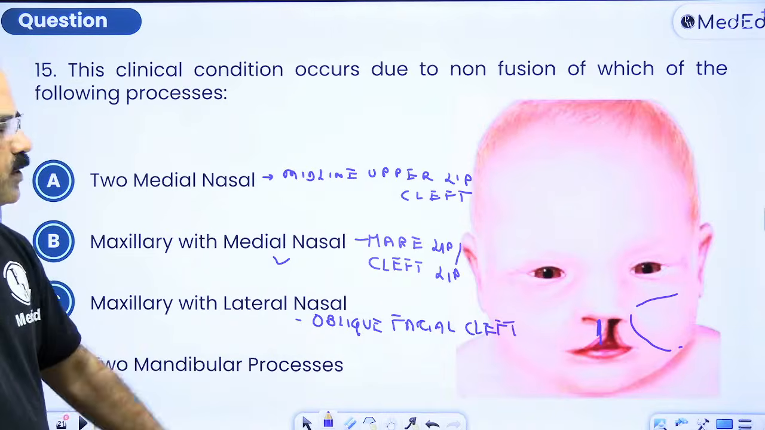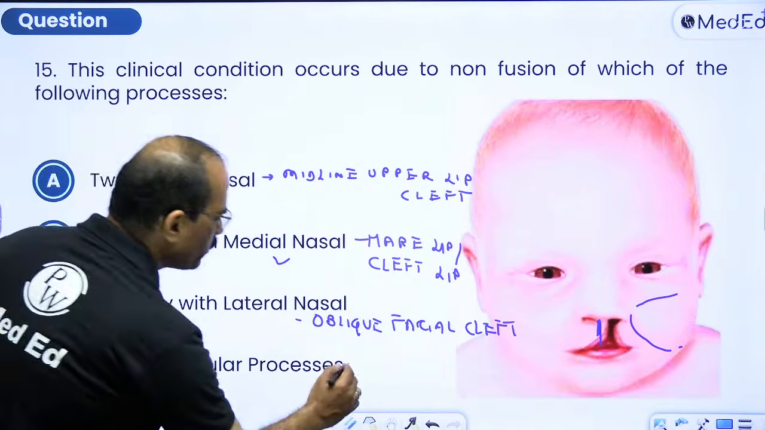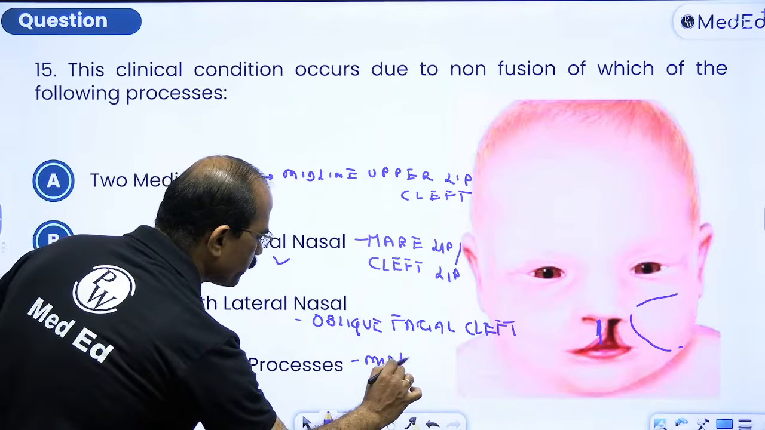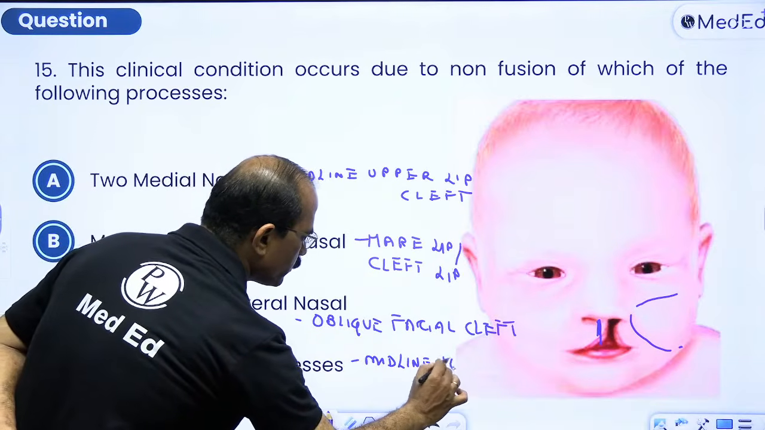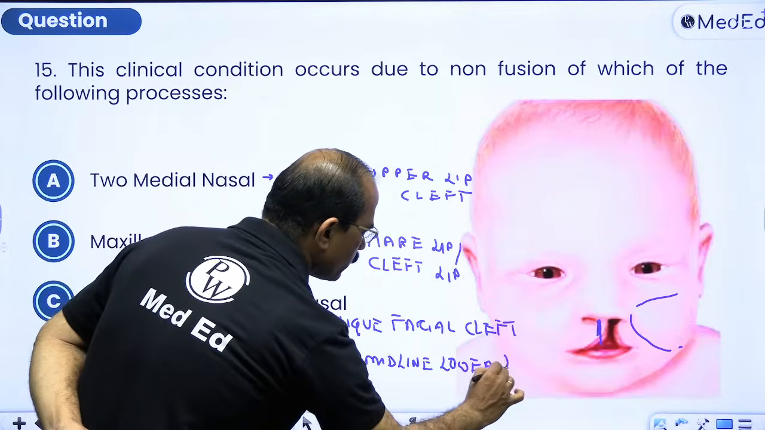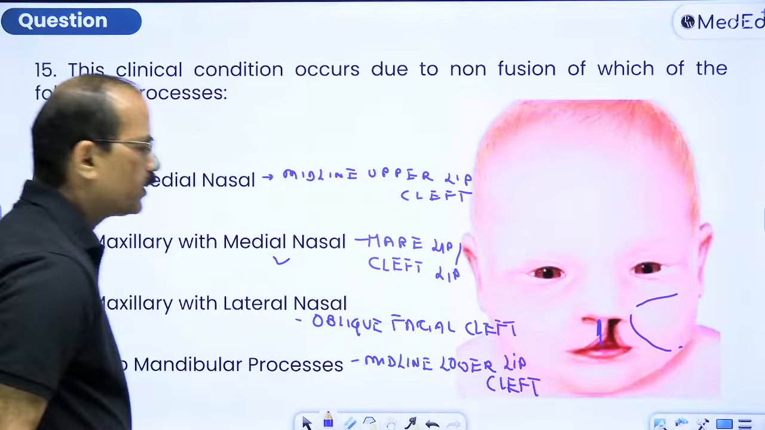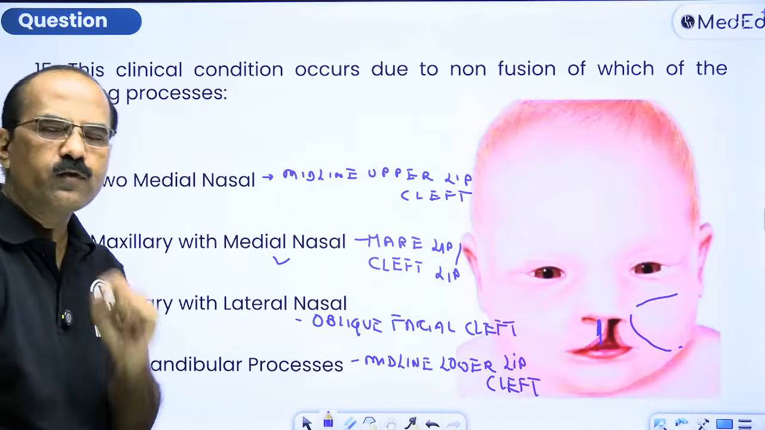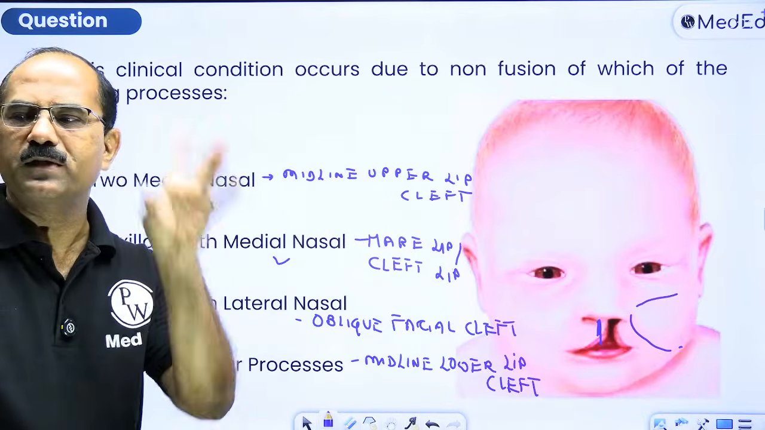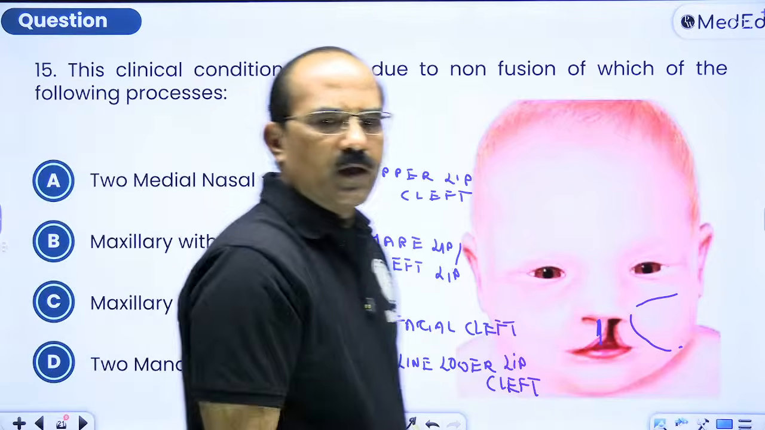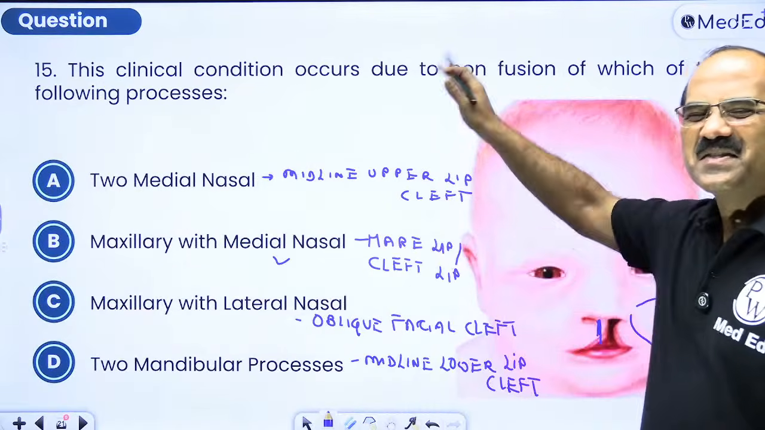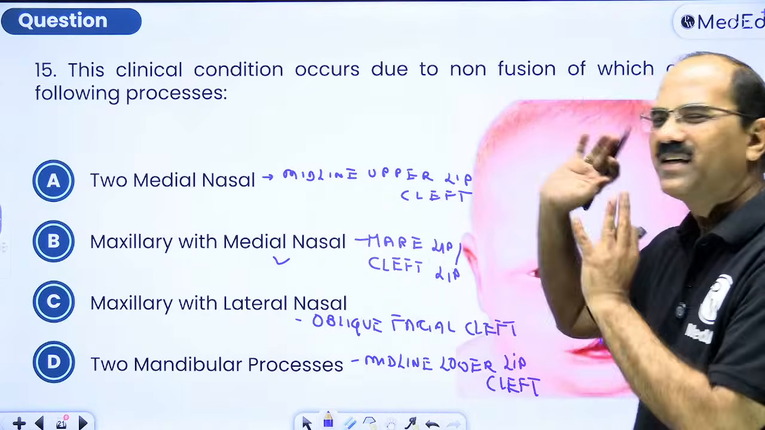And if the two mandibular processes do not fuse, you get a midline lower lip cleft. A midline lower lip cleft is due to non-fusion of the two mandibular processes. Remember this, just these four things. This is what is asked in the MCQs.